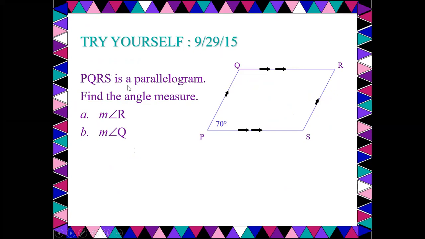PQRS is a parallelogram. Find the angle measures. Given that angle P is 70, hahanapin nyo daw si angle R at saka si angle Q. Tignan muna natin ano ang relasyon ni angle R to angle P. Si angle R, they are opposite angles. Si angle Q, they are consecutive angles.